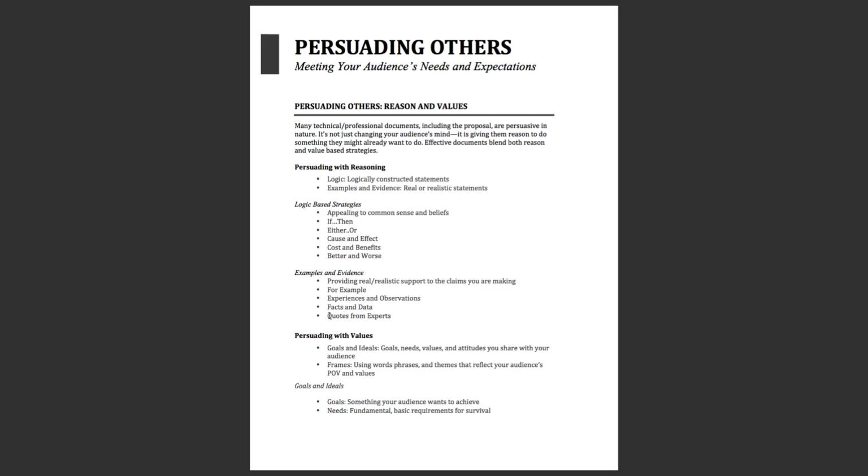All right, and then the second way you can go about persuading is using values. This is where you're appealing to their goals and ideals, thinking of their needs, values, attitudes, anything that you share with your audience. So you're trying to find some sort of common ground, and this is usually done through researching who you are writing to, seeing what they actually care about. Once you really understand that and how maybe you are aligning on a few of them, you can start to frame some of your perspectives or ideas.